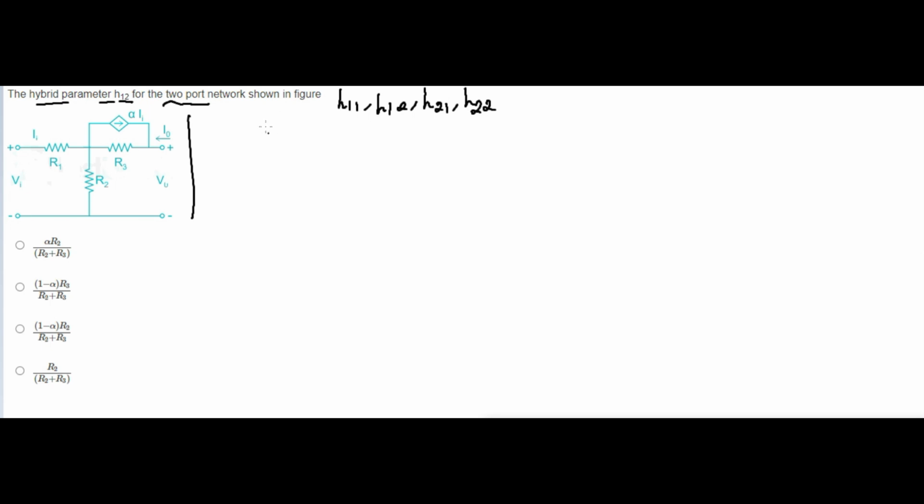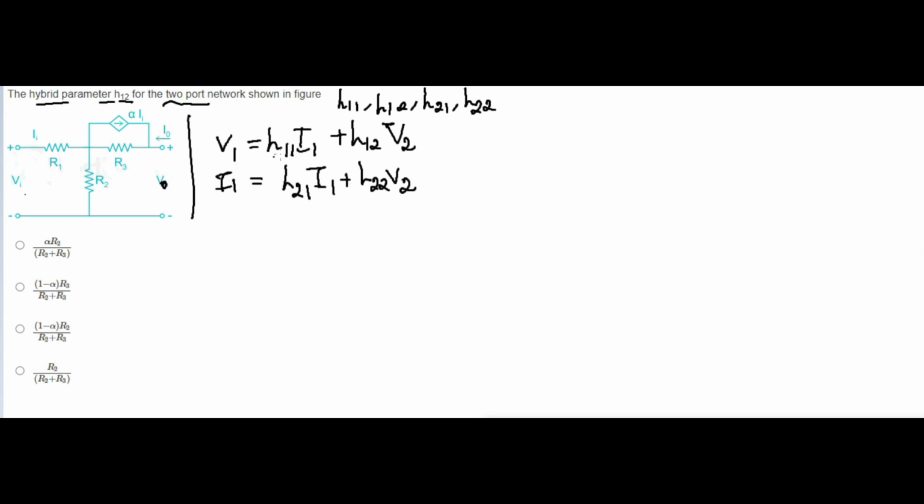That is very important. For these networks we will have V1 and V2, so two things are available. V1, the first voltage, equals H11 I1 plus H12 V2. And next, for the current, I2 equals H21 I1 plus H22 V2.